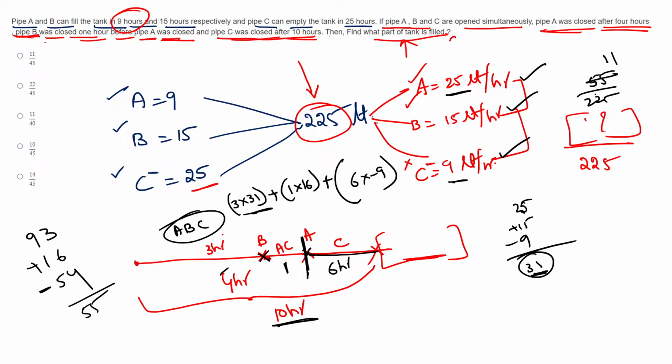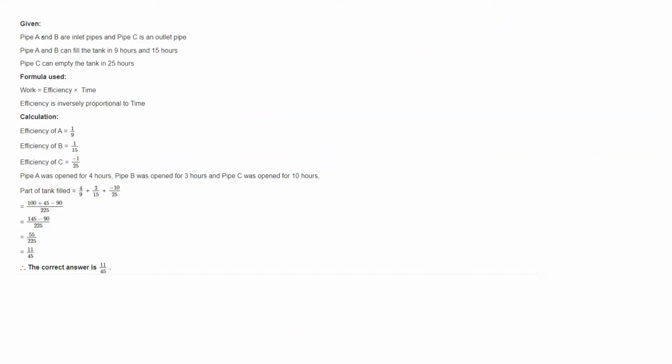So 11 fives are 55, 4 fives are 20, 5 fives are 25. I got 11 by 45. Let's check the answer once, then we'll explain once again. Yeah, it's 11 by 45.